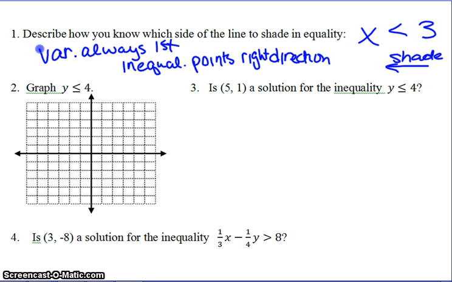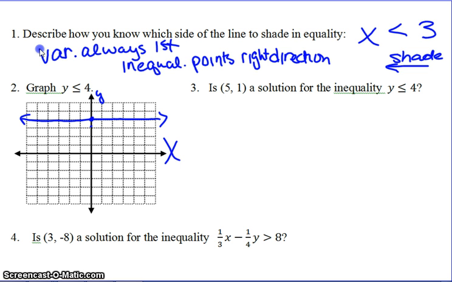So number 2 says graph y is less than or equal to 4. Here's our x axis, here's our y axis. So y is 4 right here, and these are all the different places where y is 4. So y isn't just 4, but everything below that.